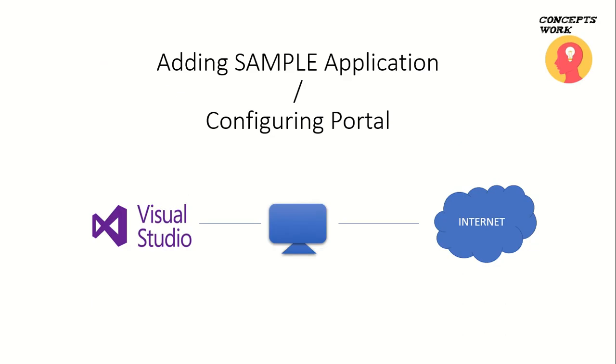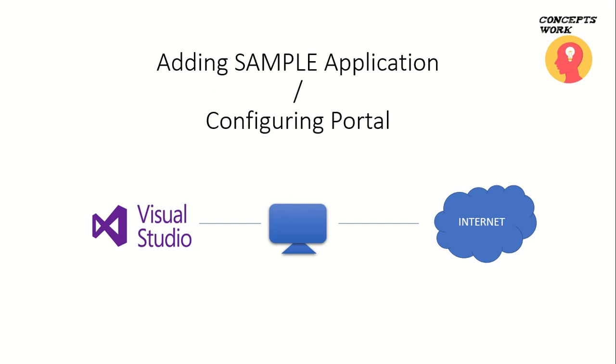So for the lab, I'm going to use a VM wherein I have already installed Visual Studio, and that machine has internet connectivity as well. As of now, I'm going to switch to my browser from where I will be downloading a sample app, and then I will be copying that app into my VM from where we will be doing all the configuration.